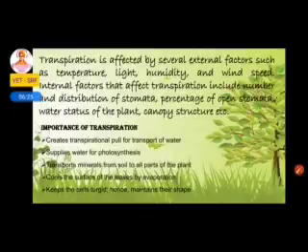The next one is the importance of transpiration. The importance of transpiration is that it creates transpirational pull for transport of water, supplies water for photosynthesis, transports minerals from the soil, which are then transported to all parts of the plant, cools the surface of the leaf by evaporation, and keeps the cells turgid, hence maintaining the shape. So these are all the importance of transpiration.